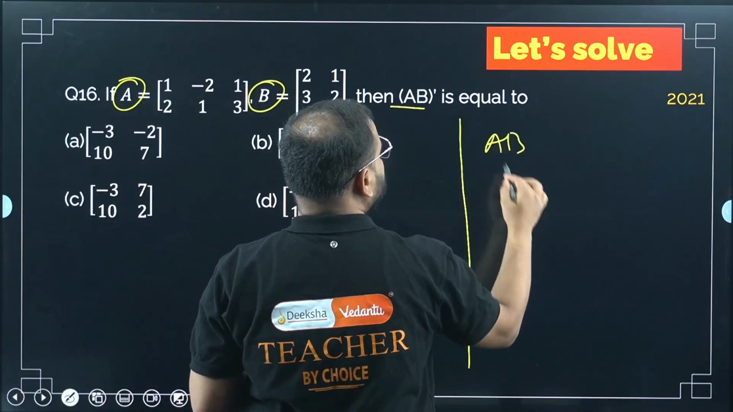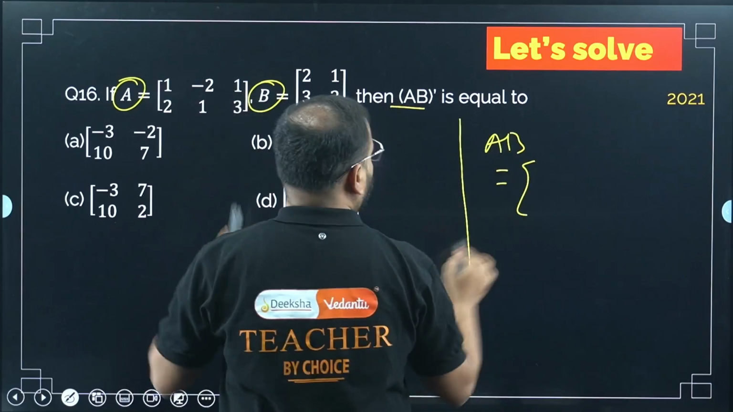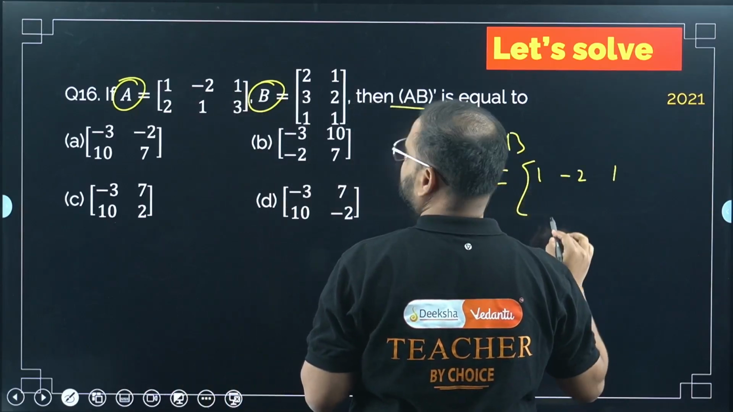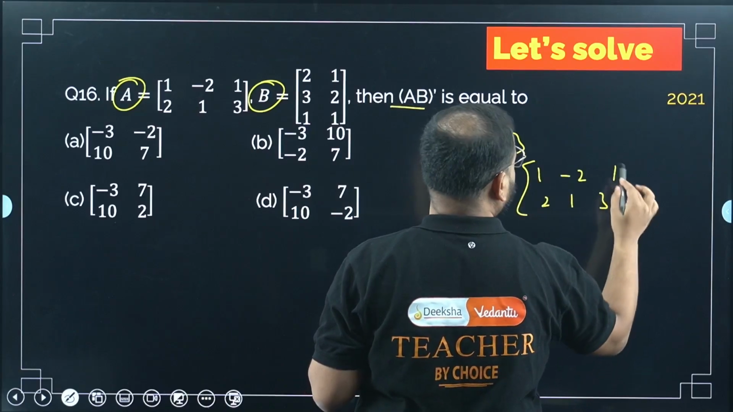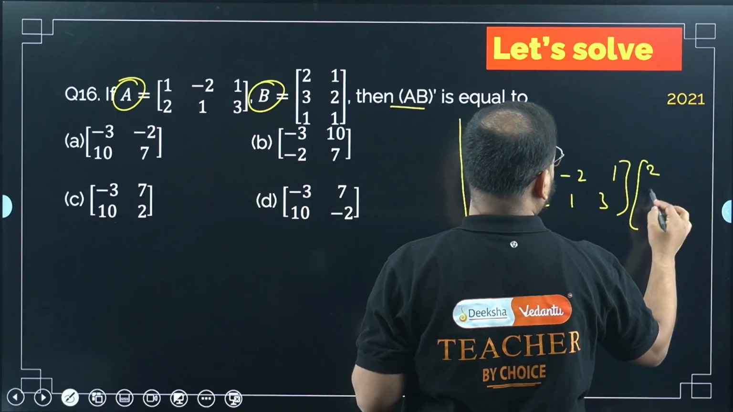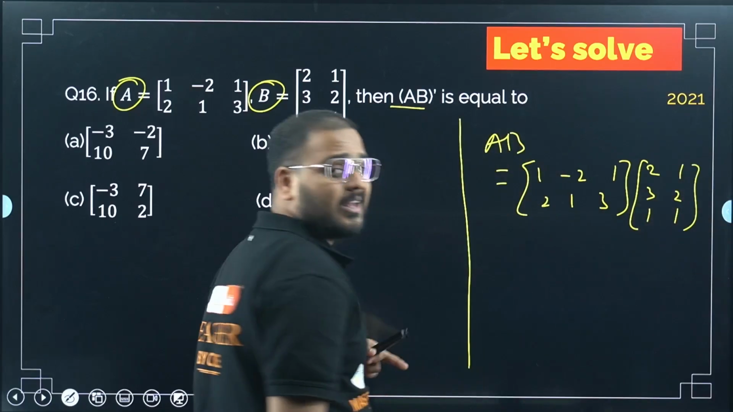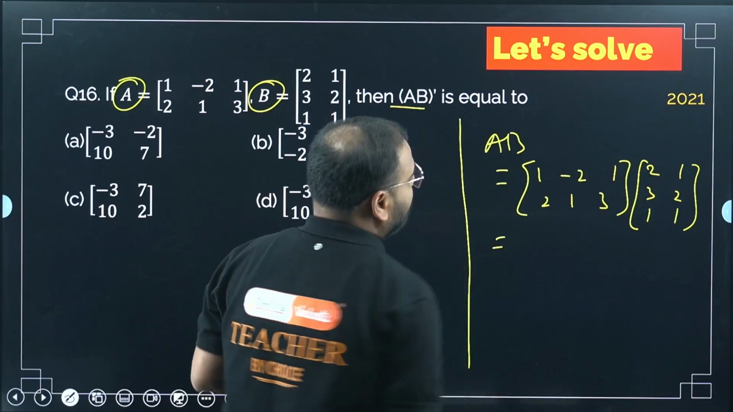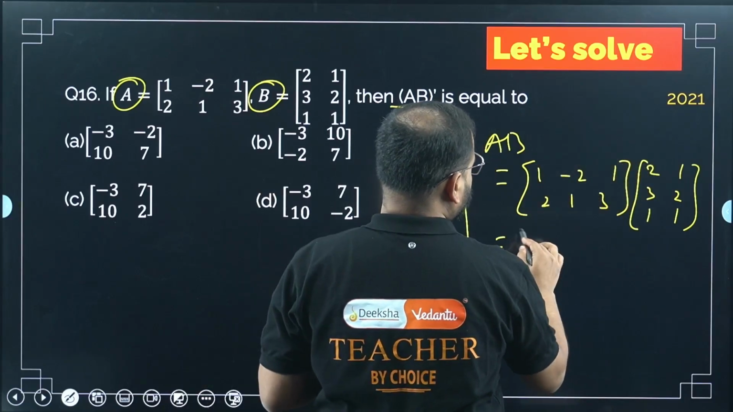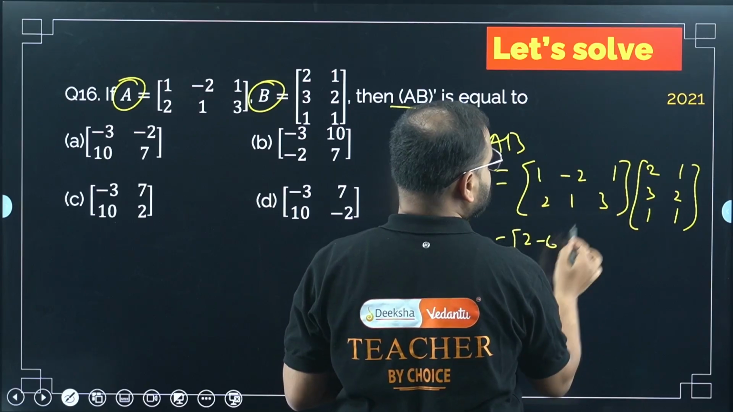So AB will do first. What is going to be my AB? Right here. A as 1 minus 2 1, 2 1 3, and B as 2 3 1 and 1 2 1. I hope I will not make any calculation mistake. Okay. Check first row, first column. So this will be what? 1 times of 2 is simply 2, minus 2 times of 3 is minus 6, 1 times of 1 is plus 1.